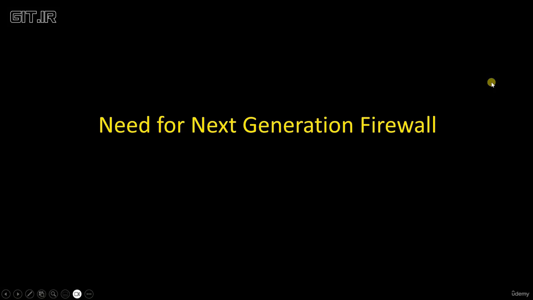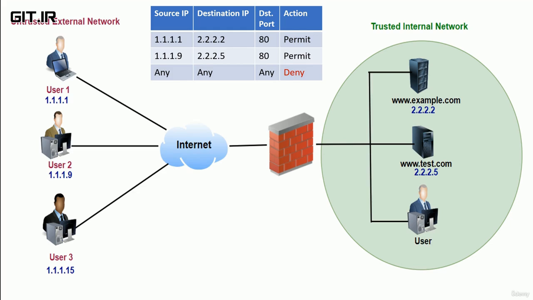In order to understand the need for the next generation firewall, we should know about the working and the limitations of the legacy network firewall. All right. So I have just taken the same topology that we have discussed in the previous video. It's like we have two sets of networks. One is the trusted internal network and the other one is the untrusted external network. This can be the internet and this can be your corporate LAN network.